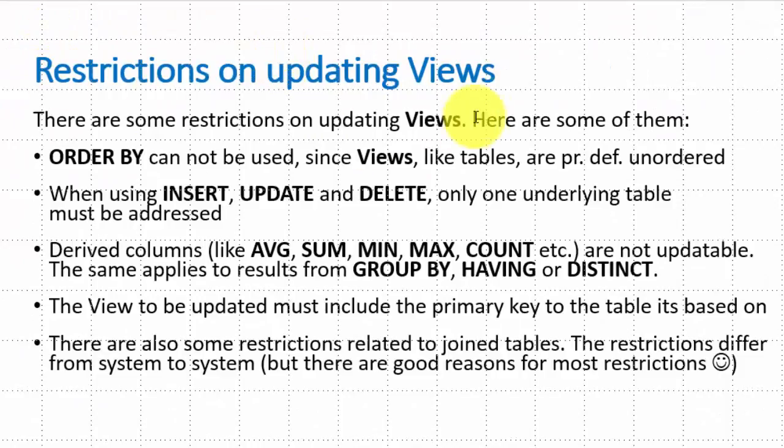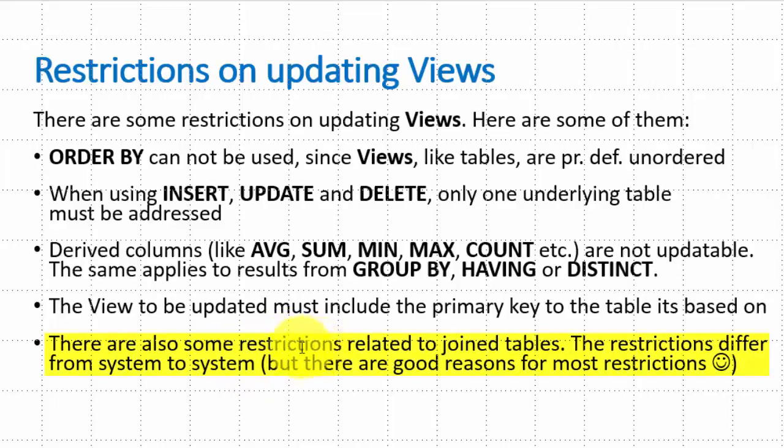So there are some restrictions on updating views, and here are some of them. Order by cannot be used since views, like tables, are per definition unordered. So we are not allowed to use order by when we create a view. And when we're using insert, update and delete, only one underlying table must be addressed. And like we saw in the last query, derived columns like average, sum, minimum, maximum, count, etc. are not updatable. And the same applies to results from group by, having or distinct. The view to be updated must also include the primary key of the table that it's based on.